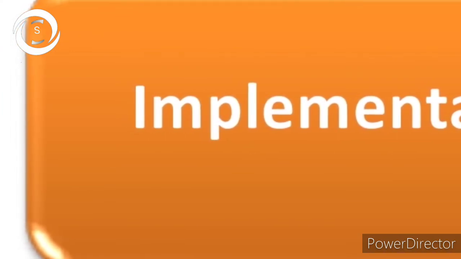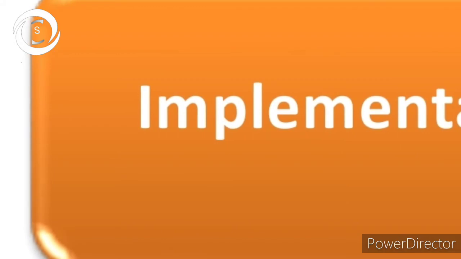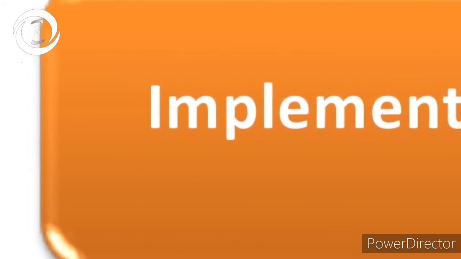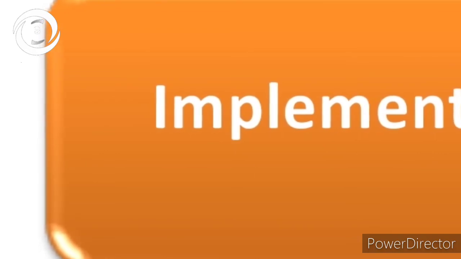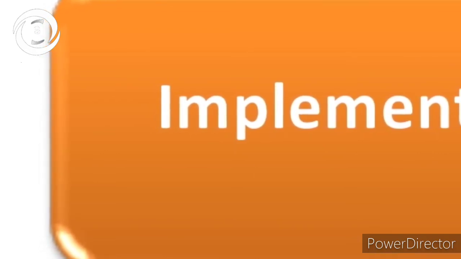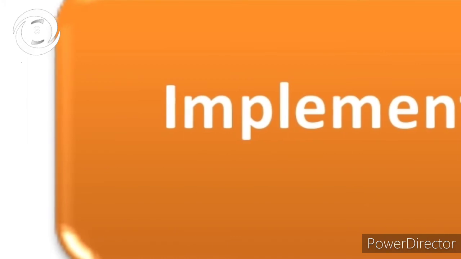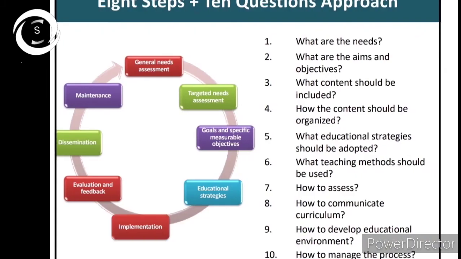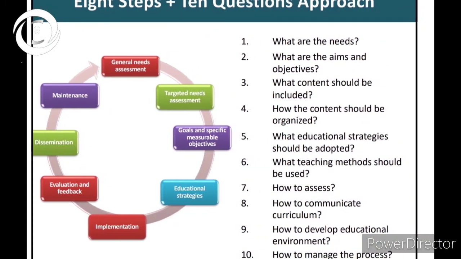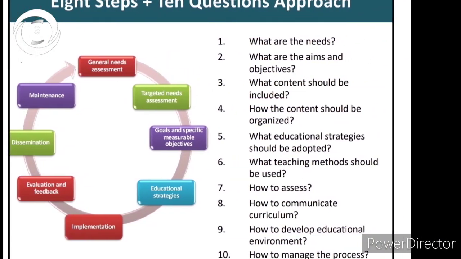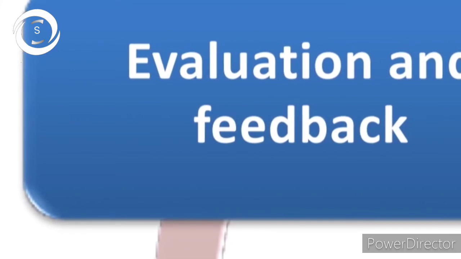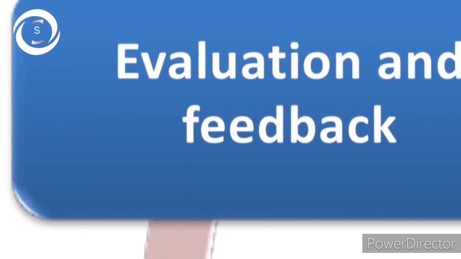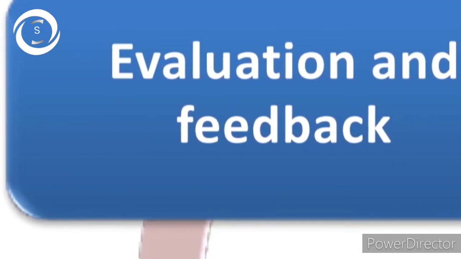An example of implementation is that a six-month mandatory rotation policy can be implemented. Financial analysis and feasibility had to be done, administrative support was obtained, and the plan was discussed with all stakeholders, and they agreed upon the plan. Now comes the last step of Kern's curriculum development cycle, evaluation and feedback.